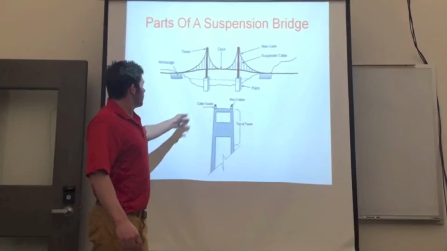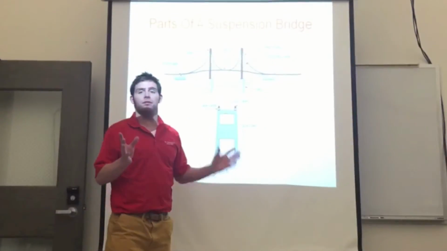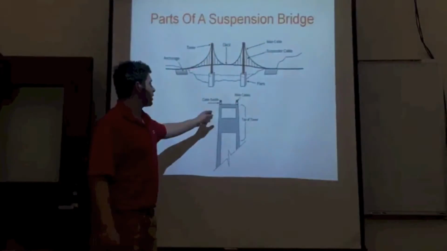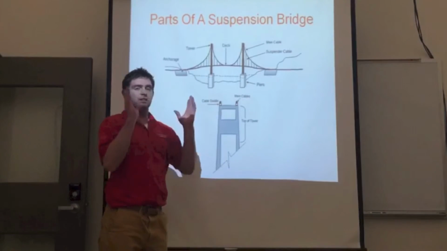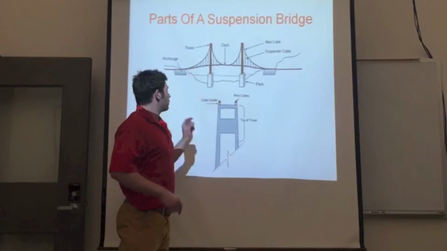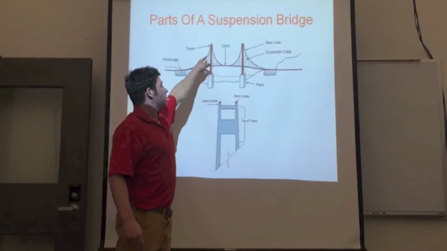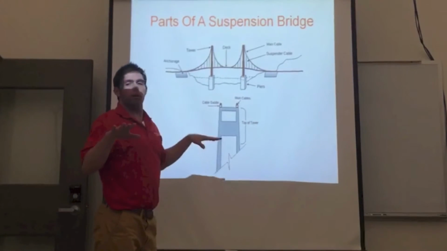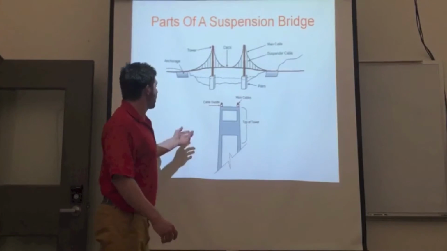And then secondly, this is just to zoom in on the actual towers themselves. There's a cable saddle that sits at the top of the tower, which keeps the main cable in place and allows the weight distribution throughout the bridge.